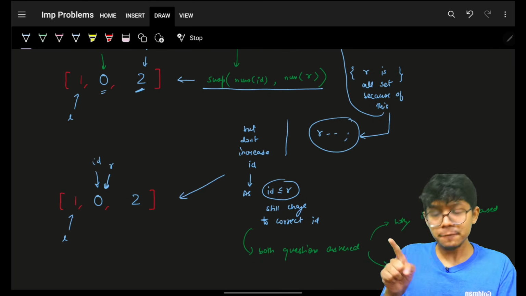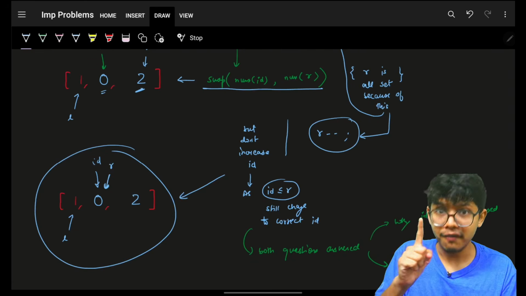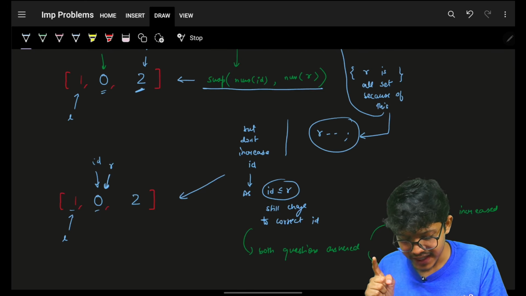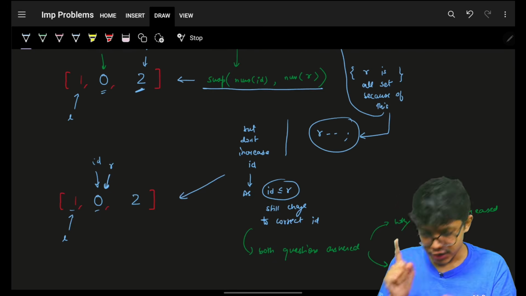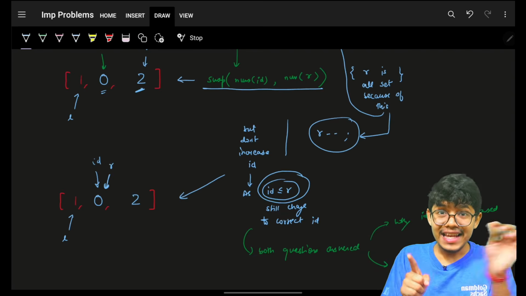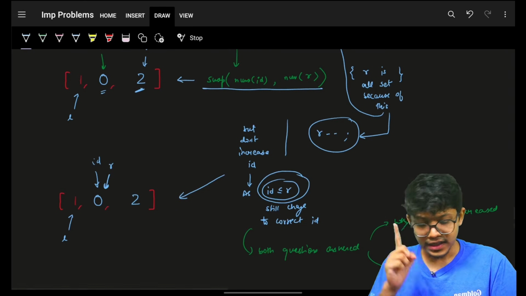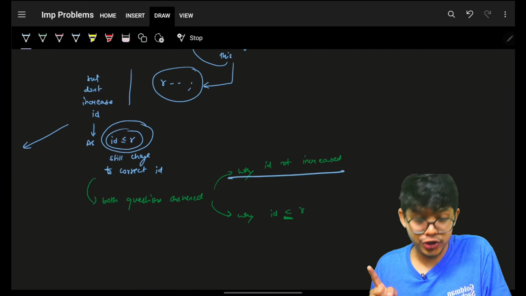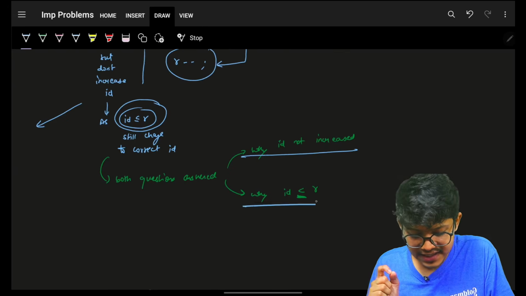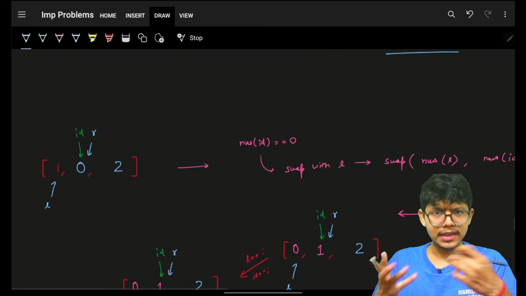But even if my ID is here, I should still run my for loop. Why? Because I still know that this L and ID should be swapped. So I realized that I should run my for loop while ID is less than or equal to R. This solves both questions: why ID should not be incremented and why ID is less than or equal to R. Cool. But the last step is still remaining.